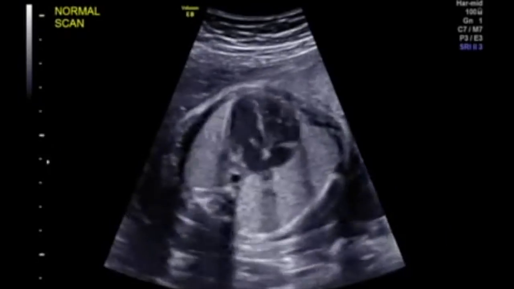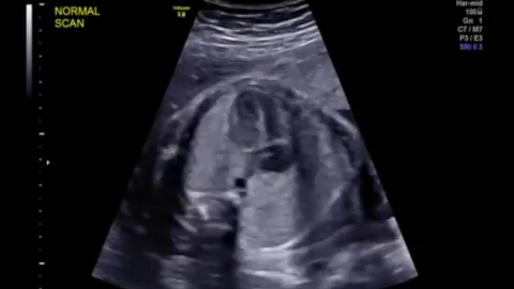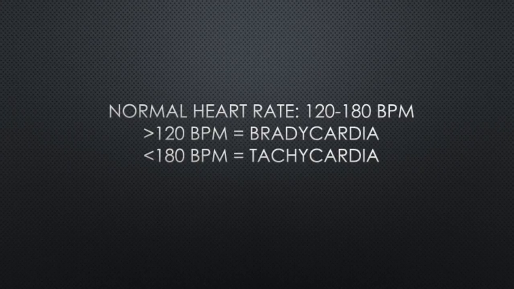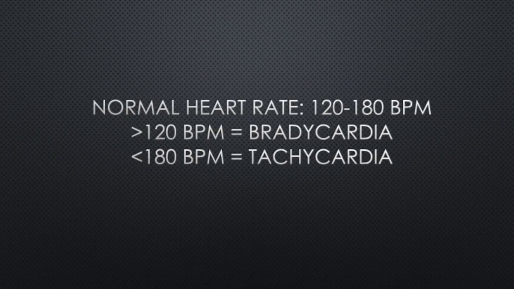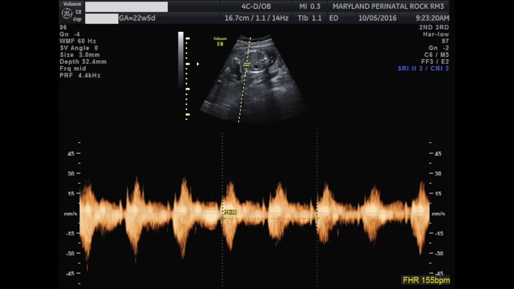When evaluating the fetal heart, the first thing you want to do is check that the heart is beating and obtain a heart rate. A normal heart rate is between 120 to 180 beats per minute. M mode should be used in the first trimester, and pulse wave should be used thereafter.